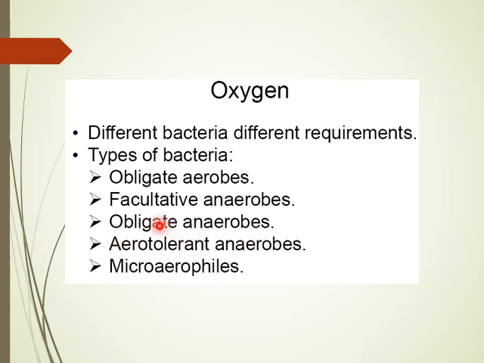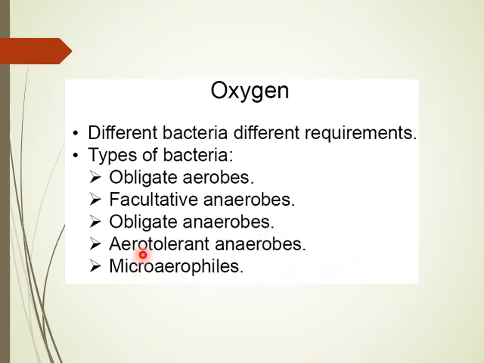But obligate anaerobes, it's compulsory, there shouldn't be any oxygen. So if there is any oxygen, they will die. For example, those bacteria or microbes that live in the gut, right? They don't have oxygen there. So you need to grow them anaerobically. In the cow rumen, they are also anaerobes.